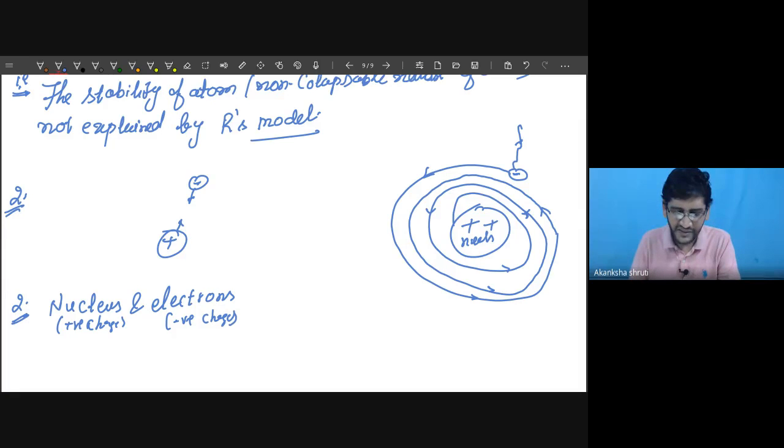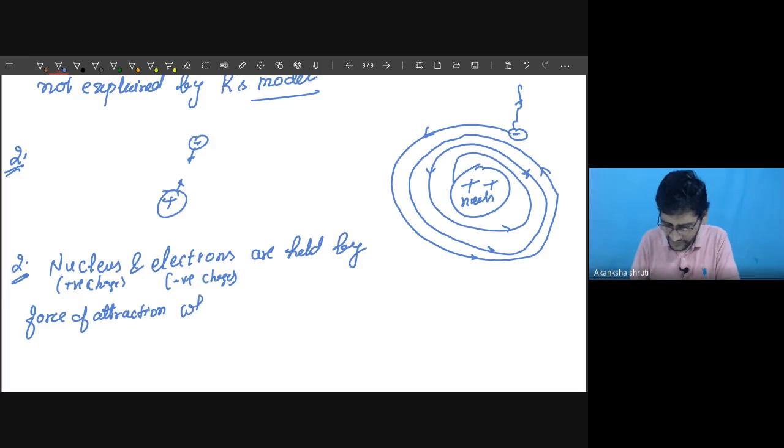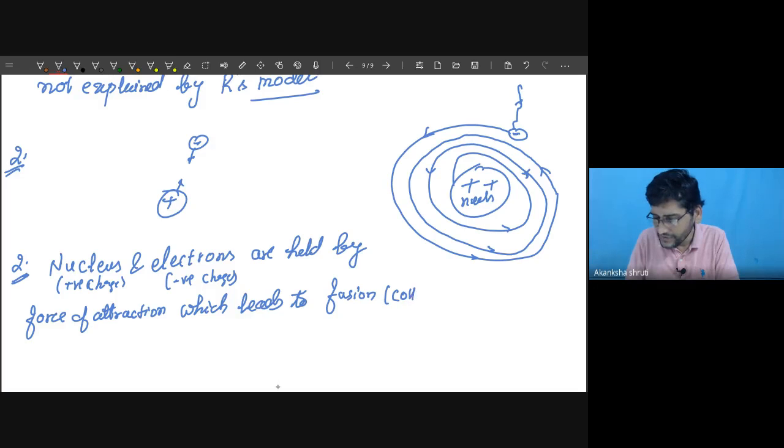Okay, students, they are held by force of attraction because they are opposite charged, which leads to collapsing, which leads to fusion. Fusion or collapsing mean the same thing. Fusion or collapsing between them.